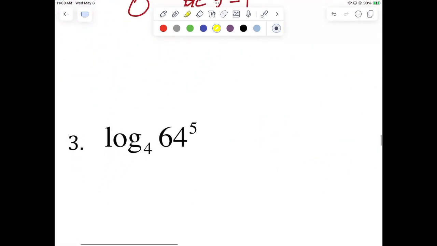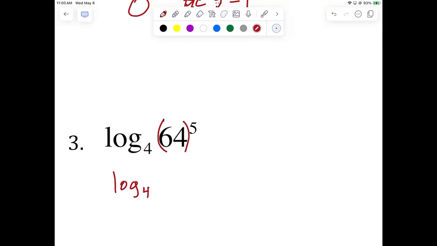All right, number 3. What's log base 4 of 64 to the 5th? Well, here's how we do this problem. I'm going to try and write 64 as a power of 4. 64 is what power of 4? It's 4 to the what?